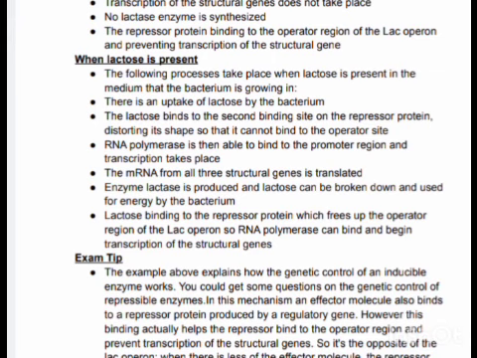Lactose binding to the repressor protein frees up the operator region of the lac operon, so RNA polymerase can bind and begin transcription of the structural genes.